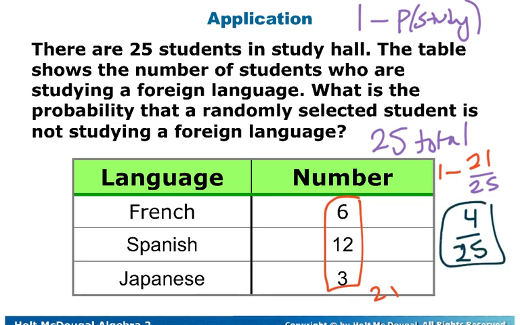as not studying. And of course you can put that in its percent form if you would like, which just means that you take 4 divided by 25, which is 0.16, but that is, of course, 16% if you move the decimal twice, or multiply by 100.